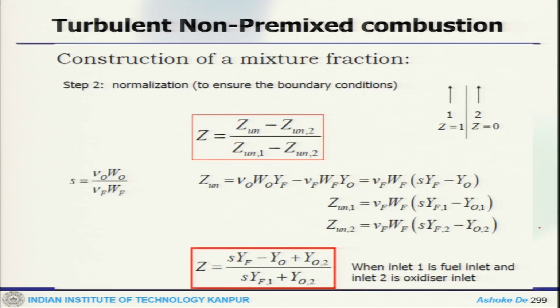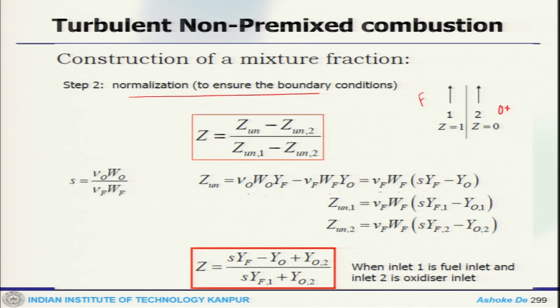Now, we construct the mixture fraction. So, this is a normalization to ensure the boundary condition. Now, this is the oxidizer side, this is the fuel side of two stream. Now, this would be Z_UN minus Z_UN2 over Z_UN1 minus Z_UN2. Now, Z_UN is nu_0 W_0 Y_F minus nu_F W_F Y_0. So, which we can write nu_F W_F (S Y_F minus Y_0). Z_UN1 equals nu_F W_F times the value at stream 1, Z_UN2 the value at stream 2.